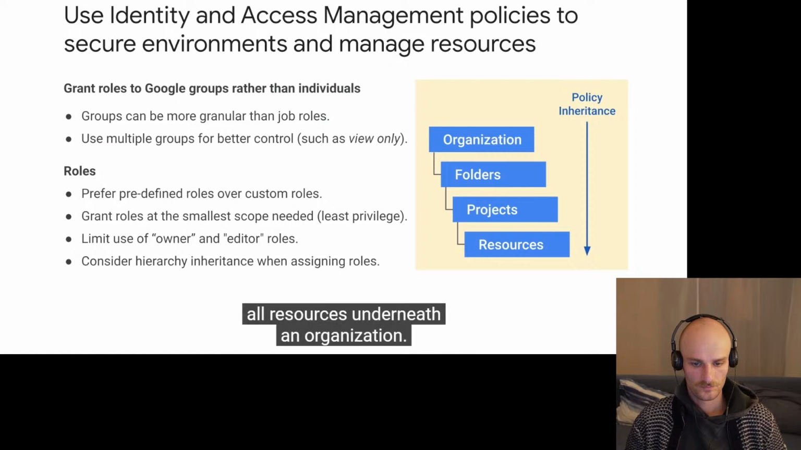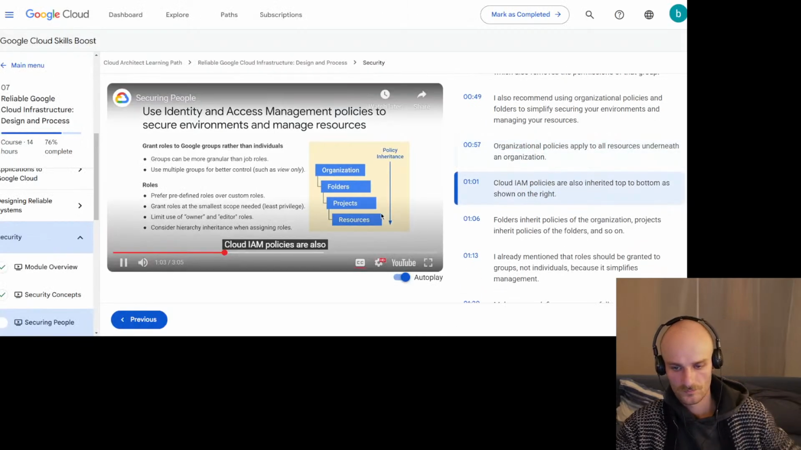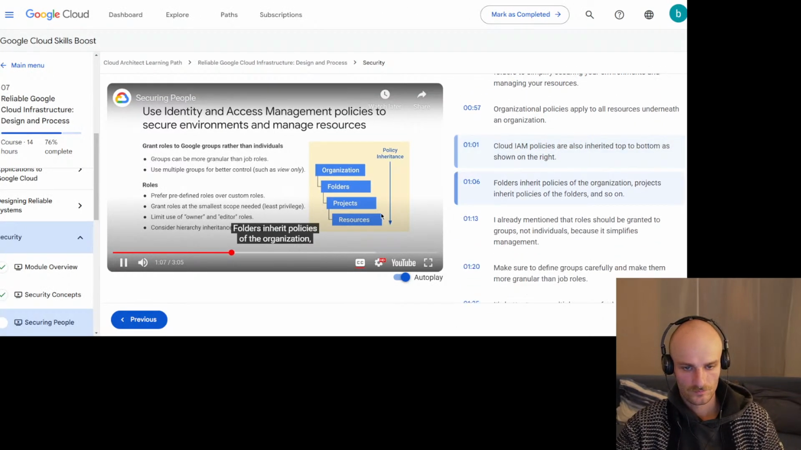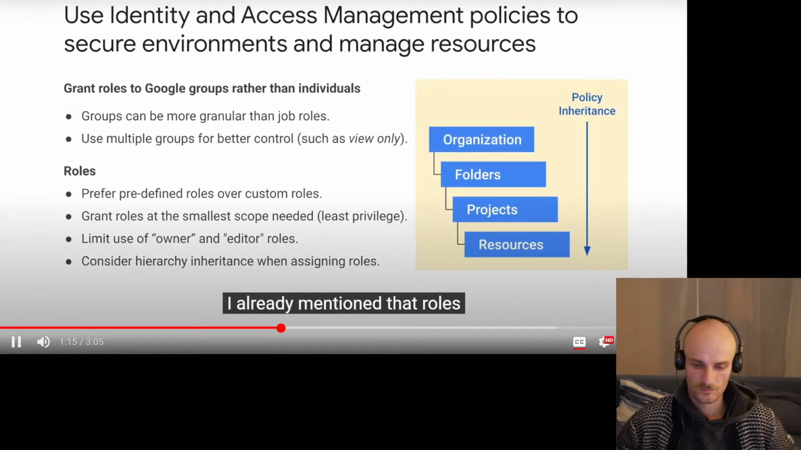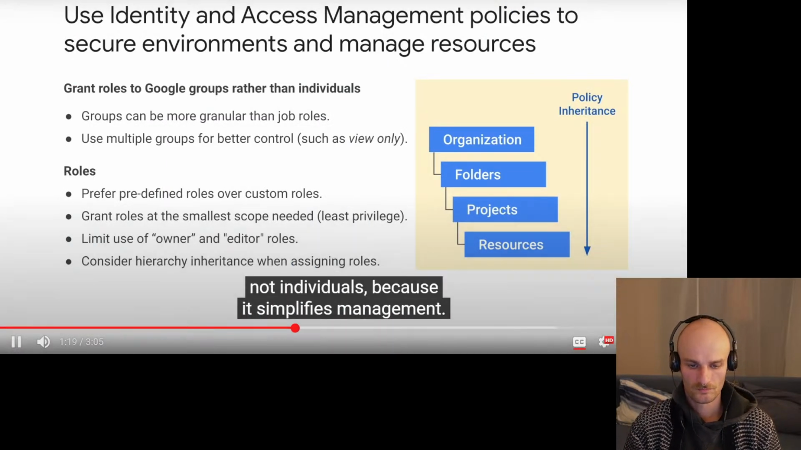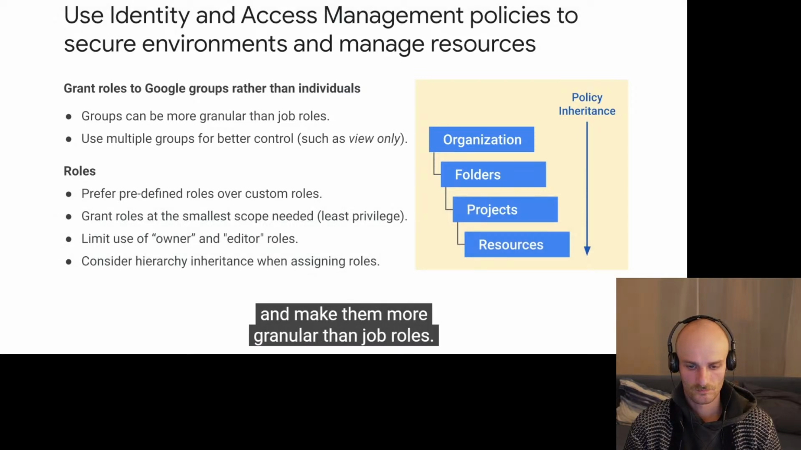I also recommend using organizational policies and folders to simplify securing your environments and managing your resources. Organizational policies apply to all resources underneath an organization, and Cloud IAM policies are also inherited top to bottom, as shown on the right. Folders inherit policies of the organization, projects inherit policies of the folders, and so on. I already mentioned that roles should be granted to groups, not individuals, because it simplifies management. Make sure to define groups carefully and make them more granular than job roles. It's better to use multiple groups for better control.